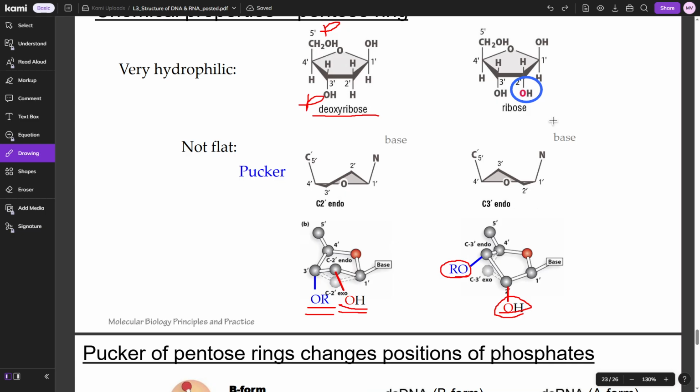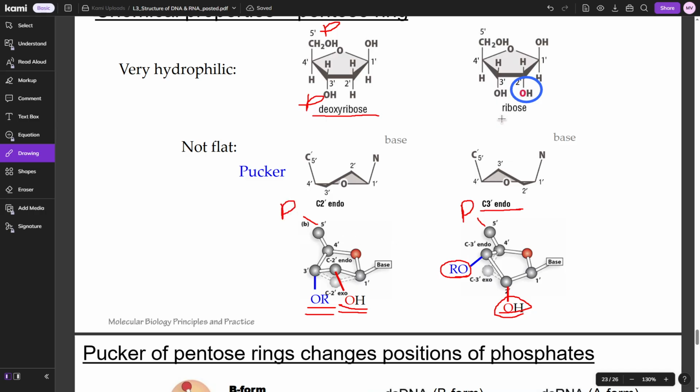So instead, what you see is they actually end up adopting this C3 prime endo conformation. And that makes the distance between the OH and the OR significantly larger. It also makes sure that the distance to the 5 prime phosphate is also large enough that it's not causing too many problems.